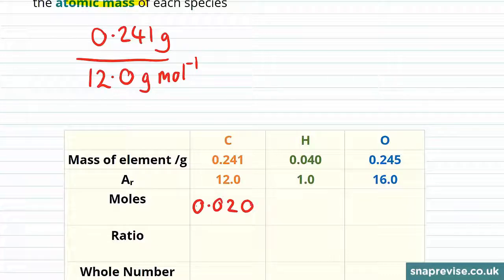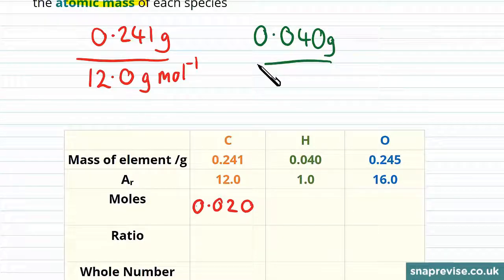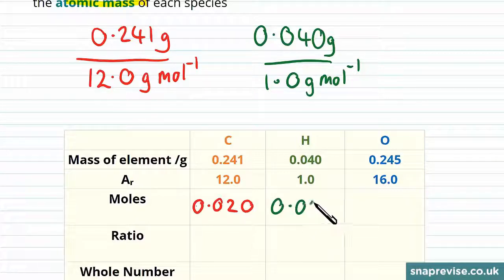Now we can do the same calculation for hydrogen, and we're told we have 0.040 grams of hydrogen in our compound. We divide this by the mass per mole, which is 1.0 grams per mole, and this is going to give us the number of moles of hydrogen present, and because we're just dividing by 1, that means that we also have 0.040 moles of the hydrogen.